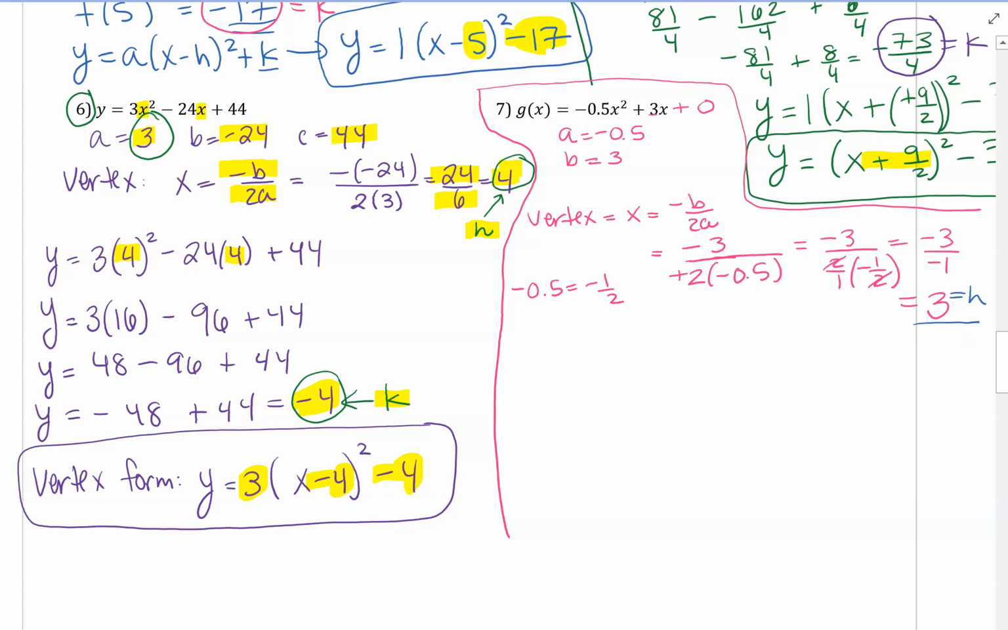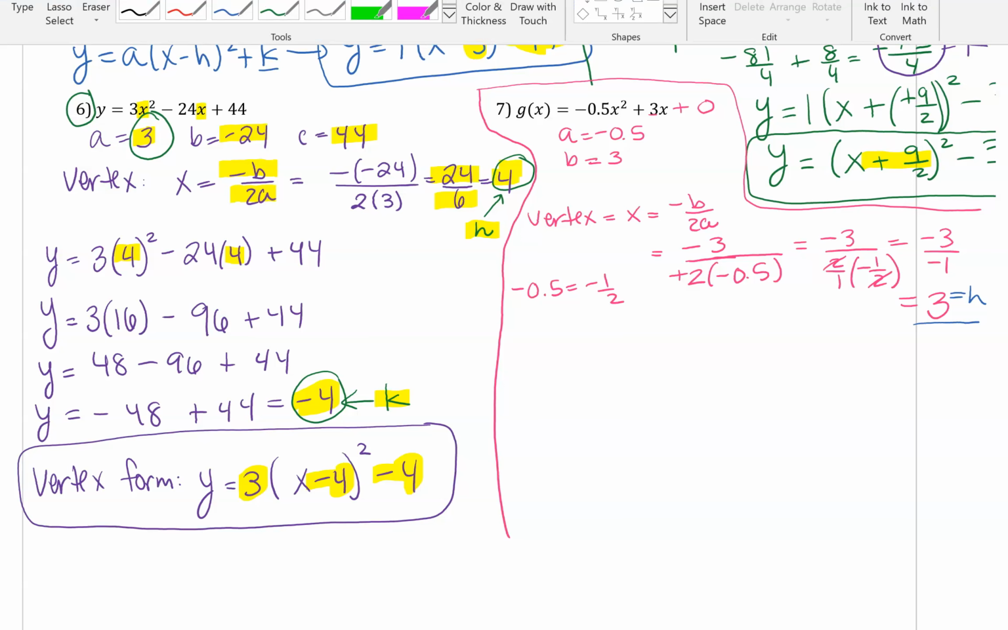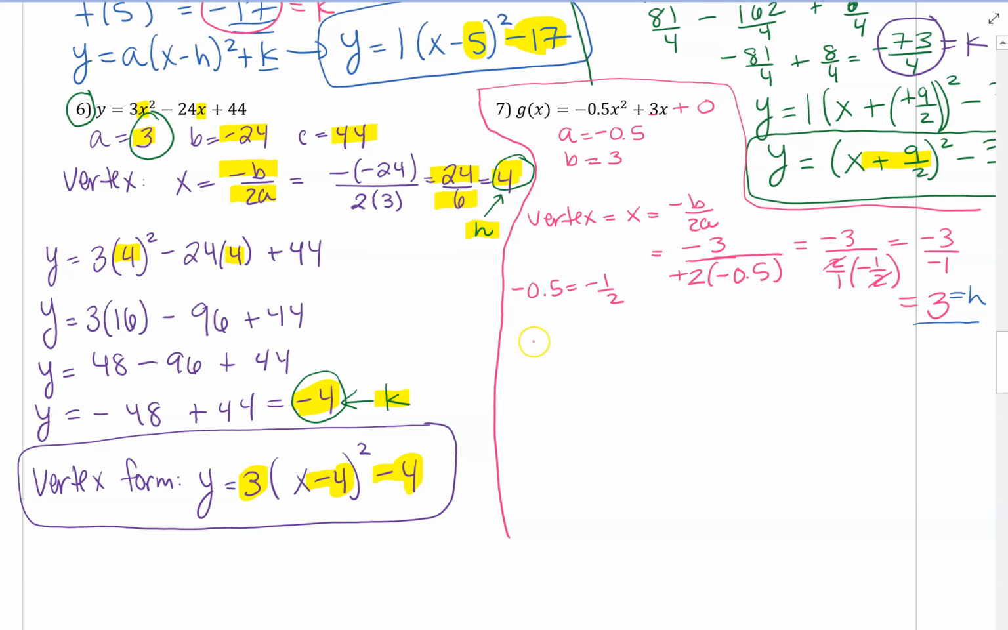So now to find my k value, I take that h value and I plug it in for x to find y. So I do g evaluated at 3. So I get negative 0.5 times 3 squared plus 3 times 3. So I get negative 0.5 times 9, right? Because I do exponents first before I multiply. So I square the 3 to get 9 first. Then I'll multiply that to the negative 0.5. Over here, I'm just multiplying 3 times 3, so I get 9 again. So I have negative half times 9 plus 9.